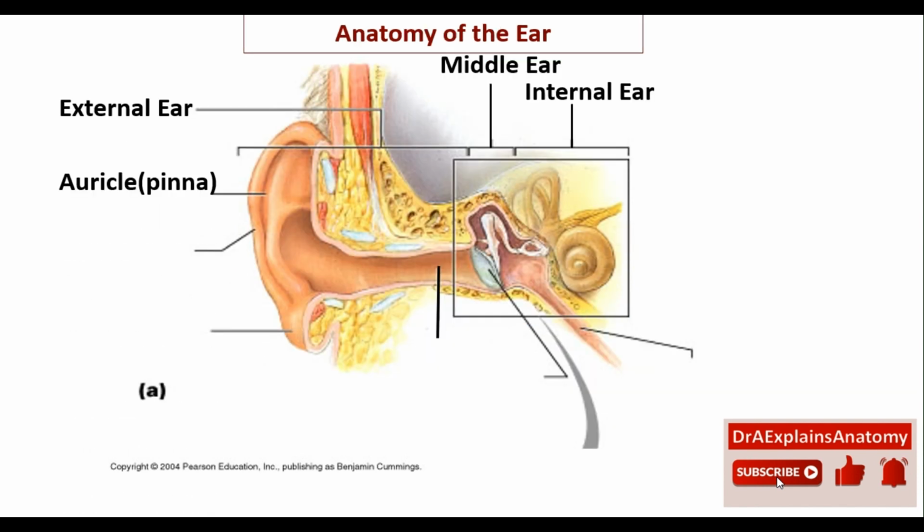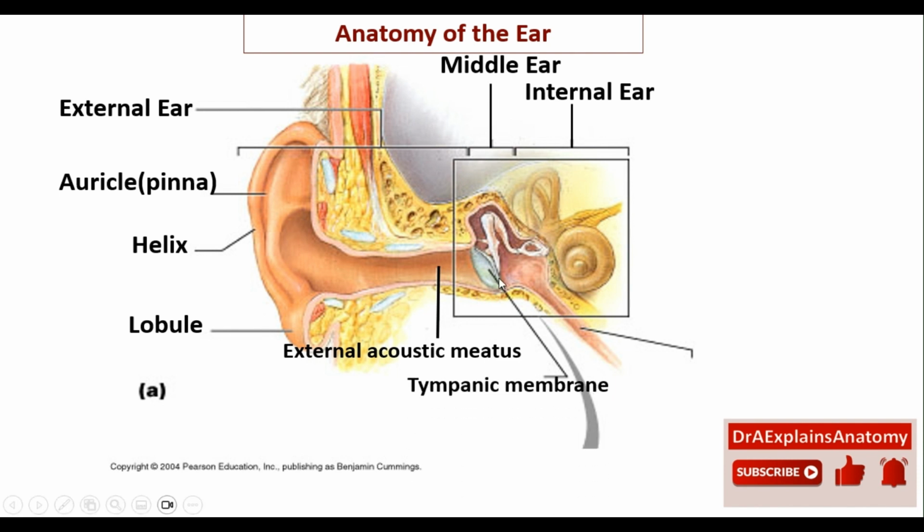Structures of the external ear, we have the auricle, the pinna, which is this part right here. We have the helix, which is this part right here. This right here is the lobule. In yellow here, we can see the adipose connective tissue. This right here is the external acoustic meatus, which is a part and an opening in the temporal bone.